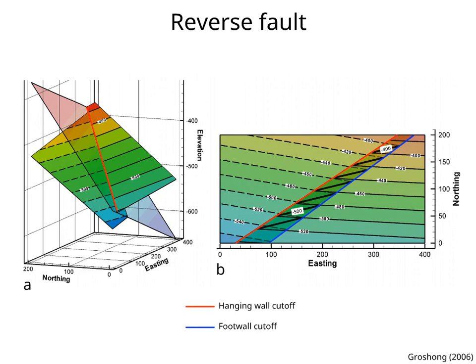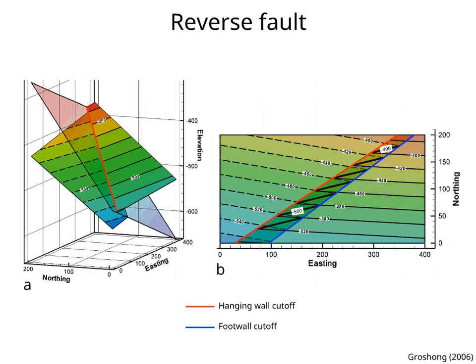Figure B shows the structure map for this situation. The hanging wall block is denoted by the continuous contours, and the footwall block by the dashed contours. Remember that more negative elevation values mean deeper areas. The hanging wall and footwall cutoffs are drawn in red and blue, respectively.